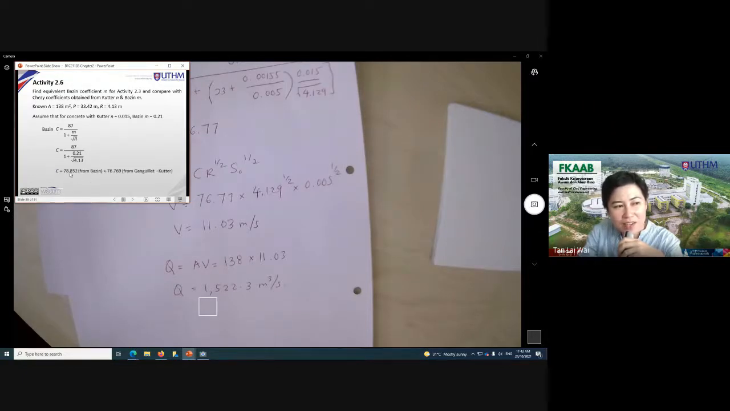This is Chezy from Bazin and Chezy from Ganguillet-Kutter. You are using the N Kutter or N Manning. So this is a similar one, almost similar.